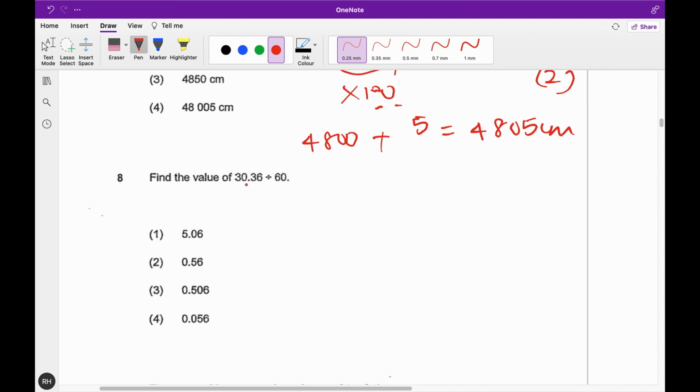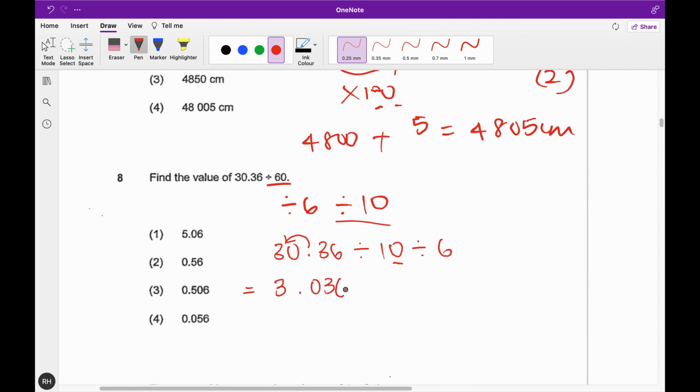Question 8. Find the value of 30.36 divided by 60. Okay, divided by 60 is also the same as divided by 6 divided by 10. Alright, so we can do the first part here, which is to divide by 10. So 30.36 divided by 10, which is equal to... divided by 10, we'll shift it to the left. Okay, so we'll shift the decimal place by 1 space because we have 1, 0. So answer is 3.036. Okay, and then now we can divide by 6.